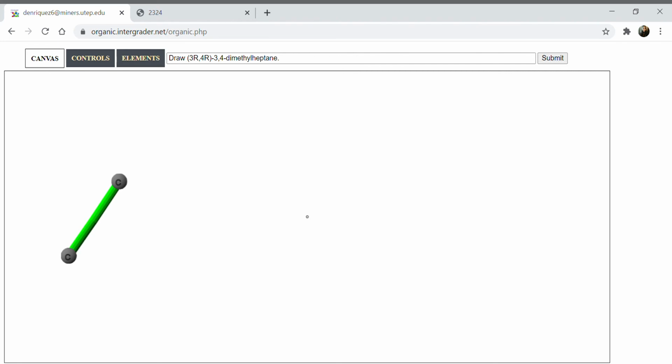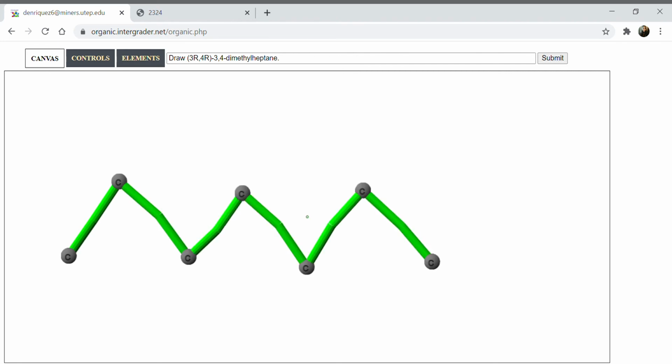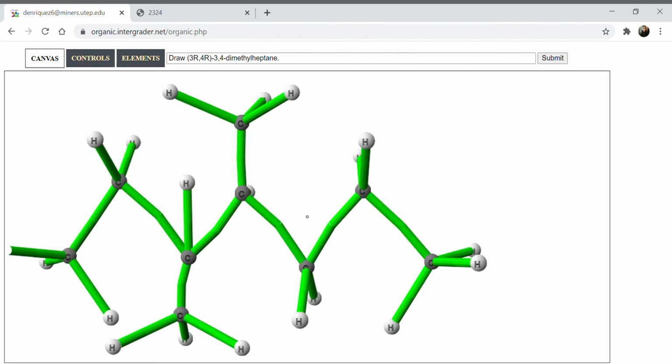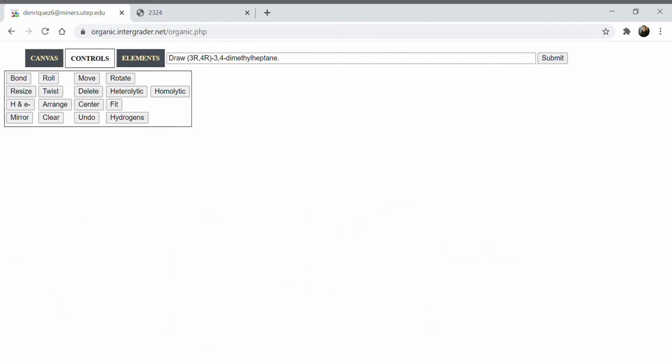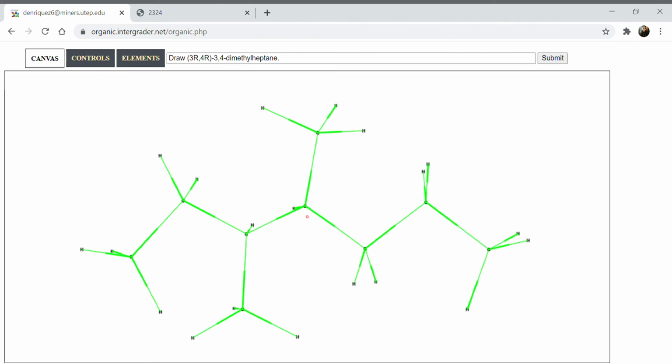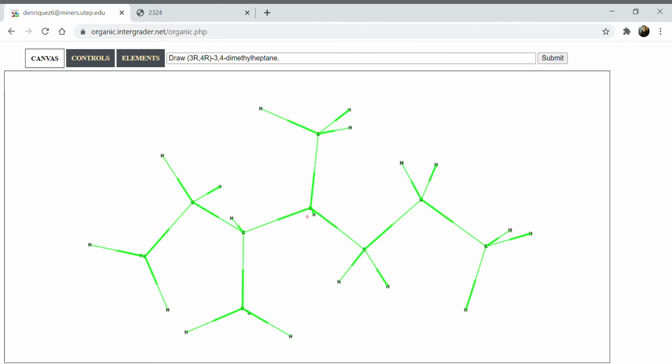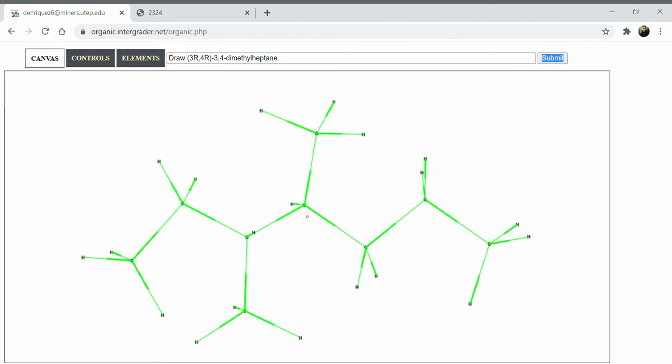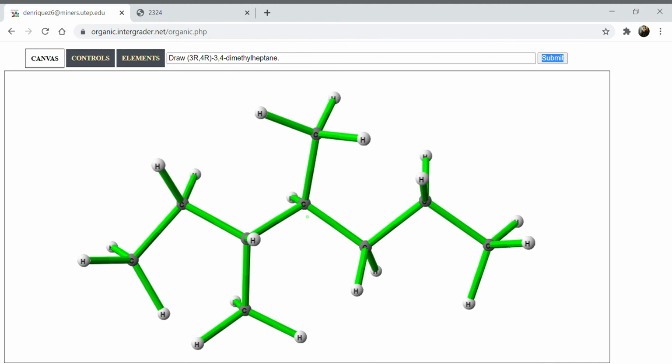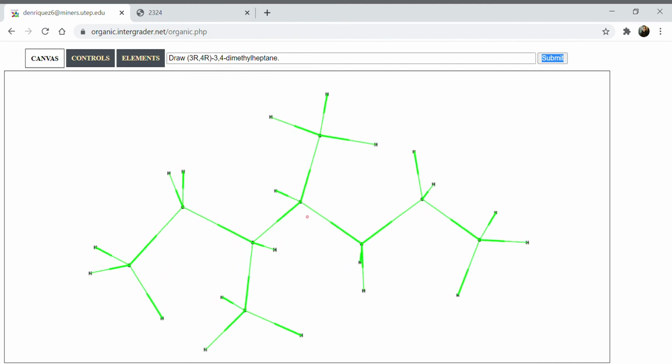Okay, so we're going to draw a heptane. 1, 2, 3, 4, 5, 6, 7. Methyl on the 3, methyl on the 4. Add some hydrogens, hit arrange, fit, and roll. Okay. So the drawing ones are a little more complicated because you have to manipulate the molecule if it's not ready already. So let's see.